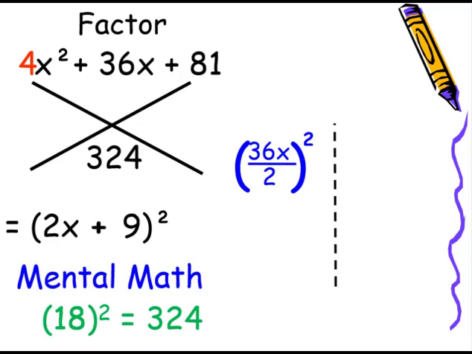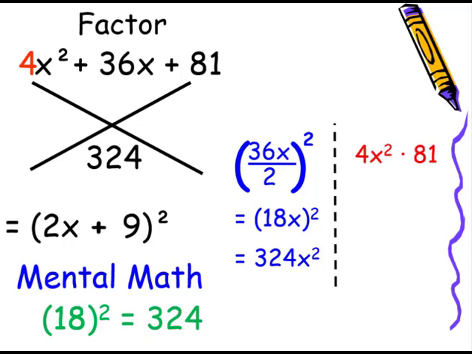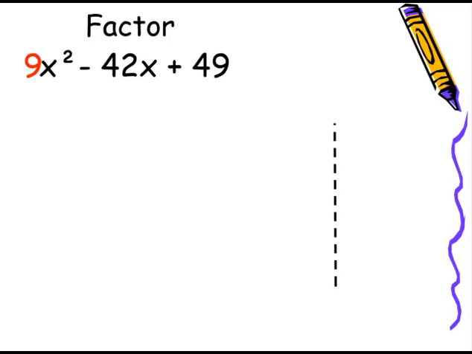A more detailed check is to take half of 36x and square it. We will now check it with the first term times the last term, and it also checks. Let's take a look at another example.